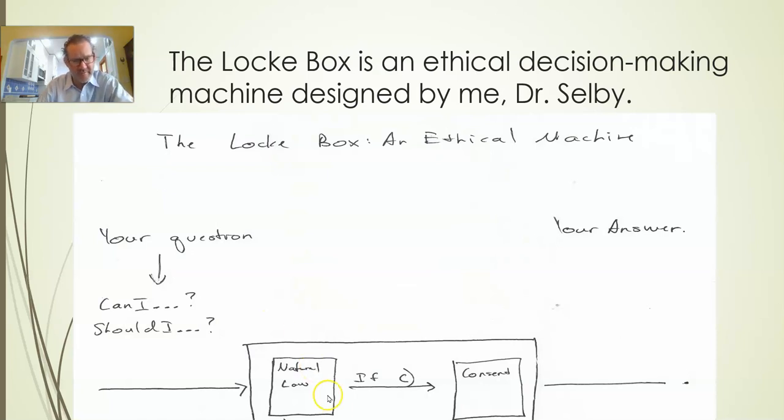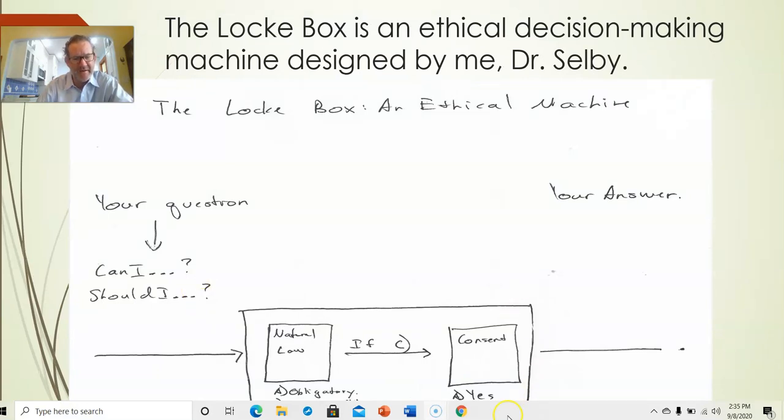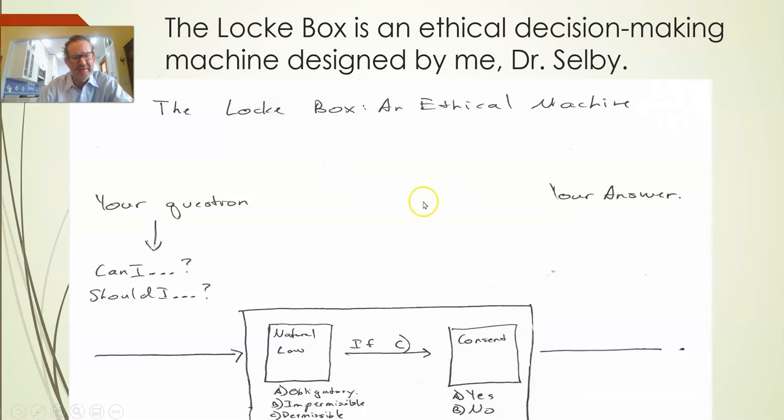Okay, so I'm going to have to open you up here. There we go. The Locke Box is an ethical decision-making box machine designed by me, Dr. Selby. Now, this is pretty much how you can use Locke to think through almost any issue. You have a question that goes in down here on the left. Your question: can I, should I, may I, do we, can we, should we? Okay. And it goes into the machine there.